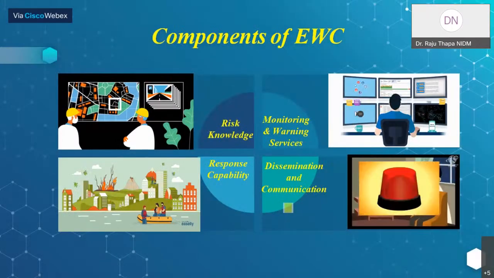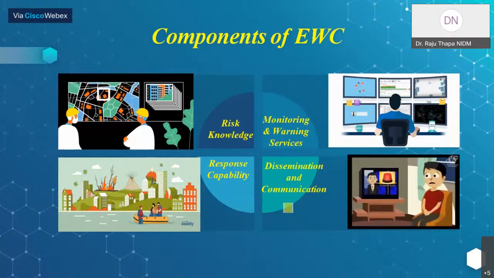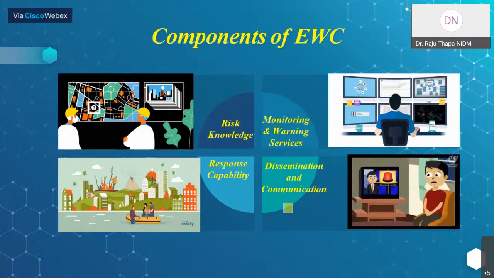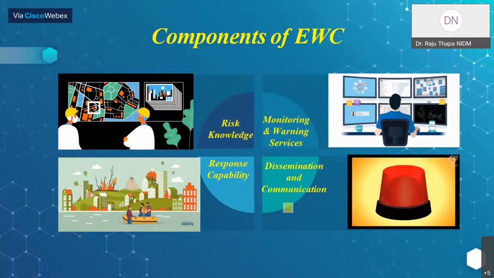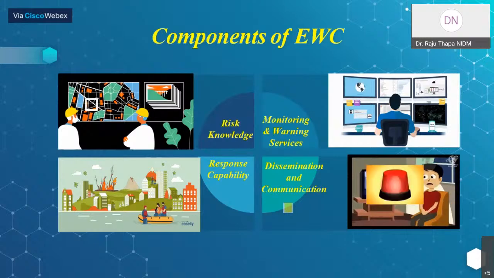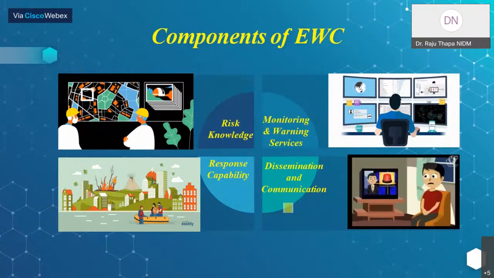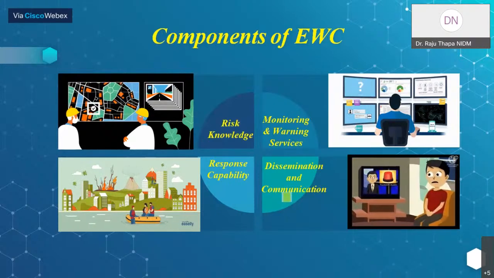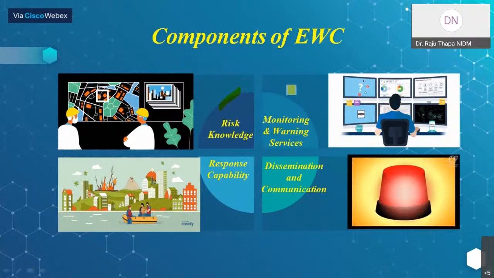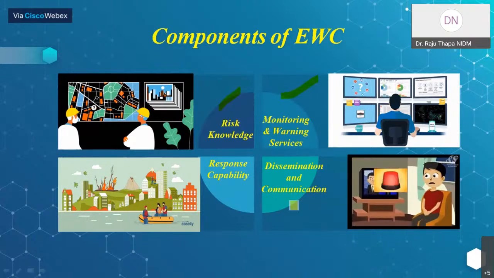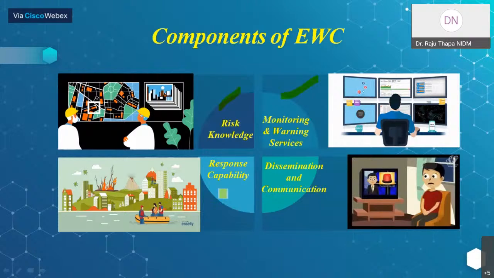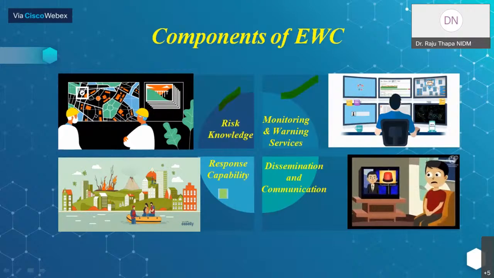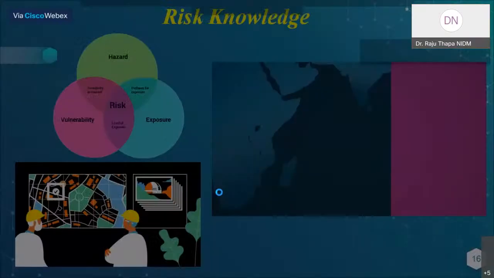So quickly, let me also discuss the components of early warning and communication. As the definition highlights, an early warning system is not just an assembly of any one part. It's a complete combination with a network for transmitting warnings to the public. It consists of several important components, which are risk knowledge, monitoring and warning services, dissemination and communication, and response capacity. All these working together make an effective early warning system. Let us quickly discuss each point.